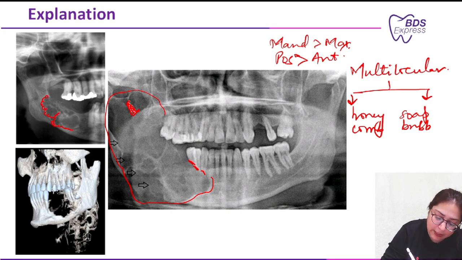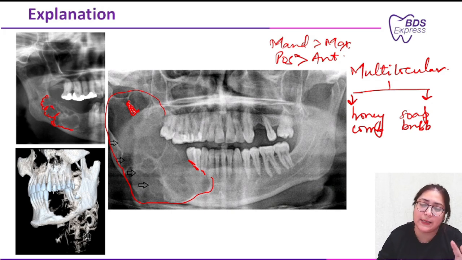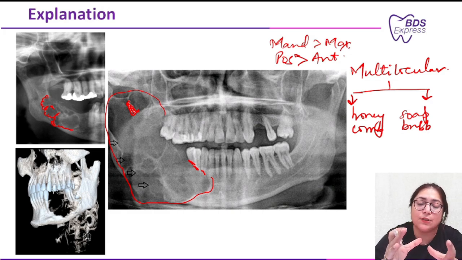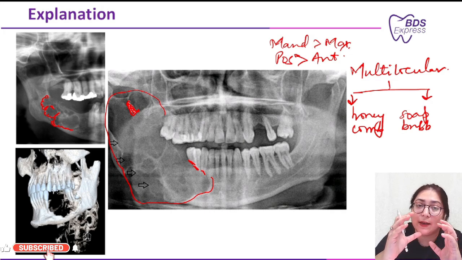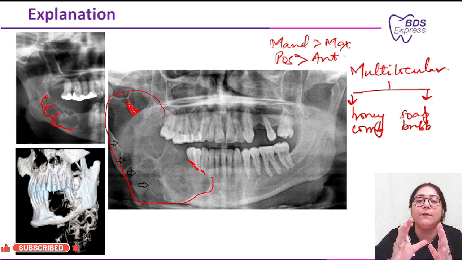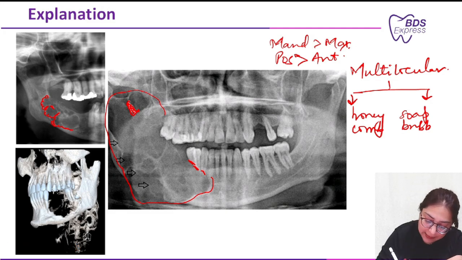The reason for these septae, which you can see in the lesion, is that since this lesion is quite aggressive and extensive, whenever it is extending, it is involving the normal bone. So whenever there is entrapment of the normal bone within the lesion, this will give these septae appearance.